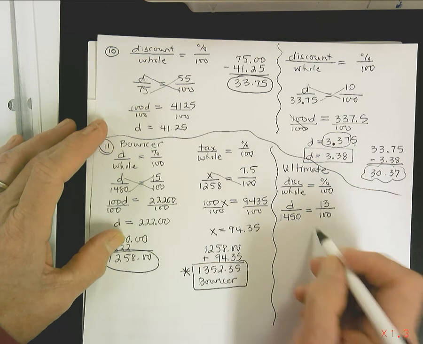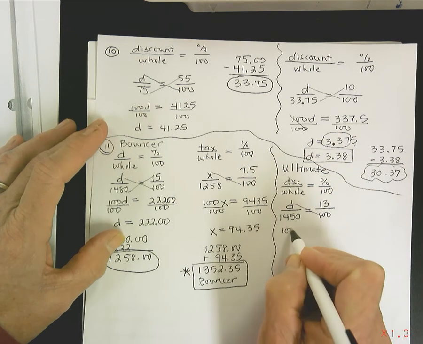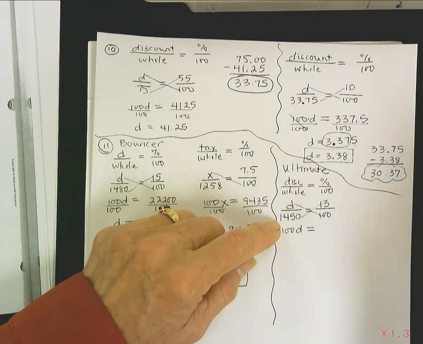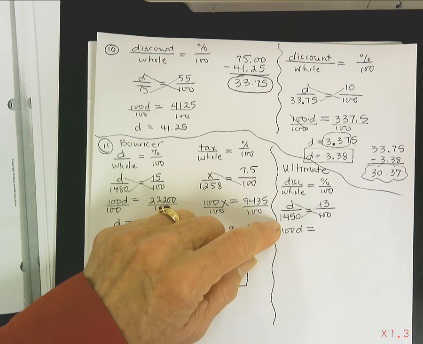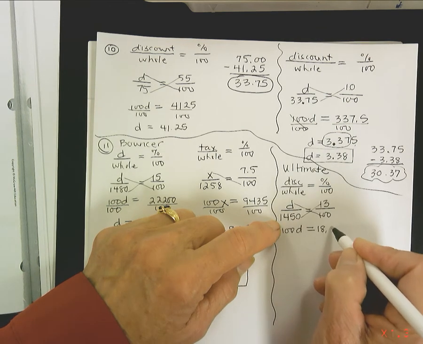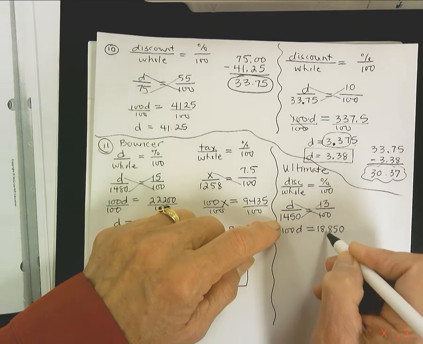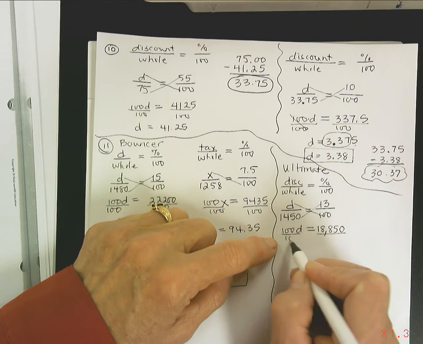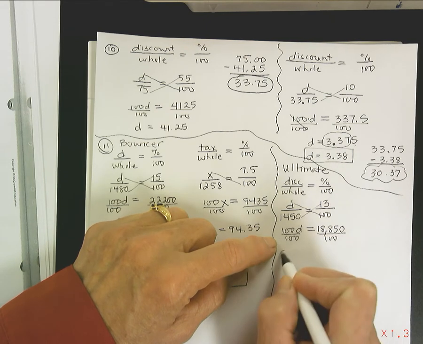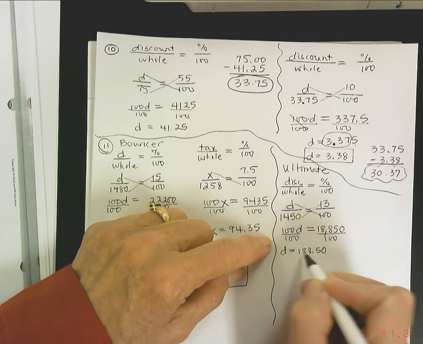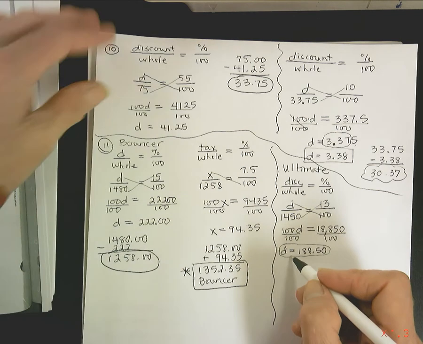So we're going to cross multiply now. 100 times D equals, cross over this way, multiply 1,450 times 13. That gives me 18,850. Jacob, what's going to be my next step? Divide by 100. So my discount is going to be $188.50.